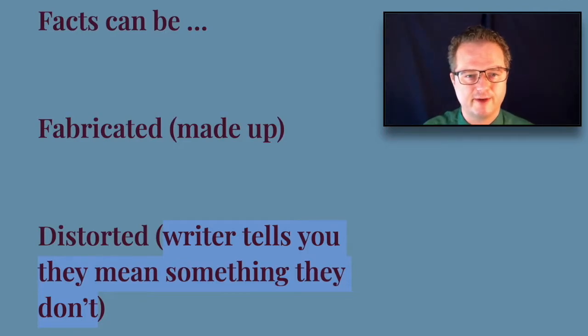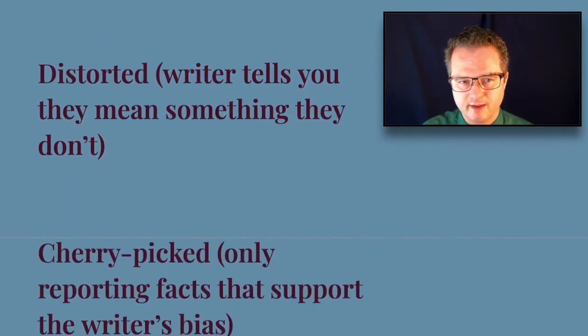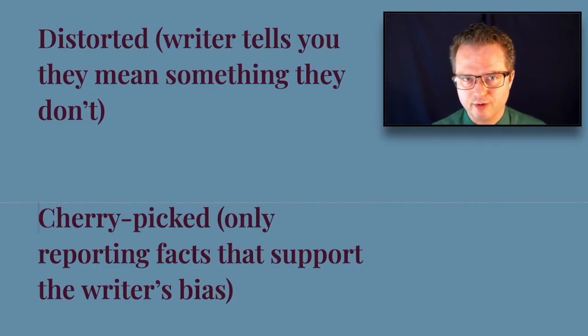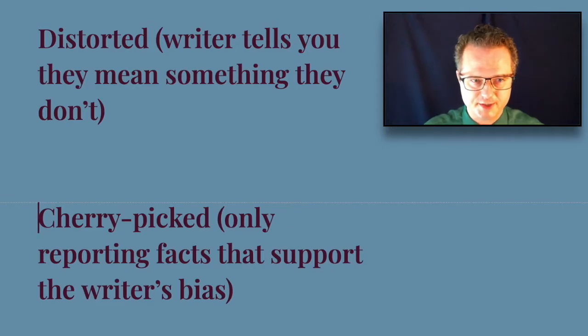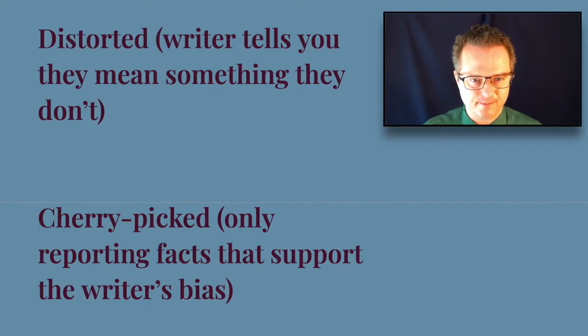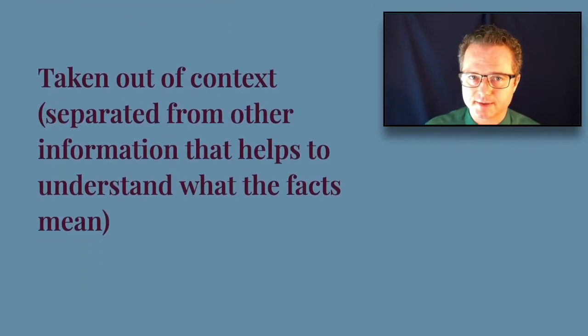Okay, sometimes facts can be cherry-picked, and cherry-picking is when you only mention the facts that agree with your original position, your original bias. And this is surprisingly easy to do. You've got to be a little more careful now that we are flooded with information, and you can find evidence to support any position out there on the internet somewhere. Another thing that can happen is people can take facts out of context.